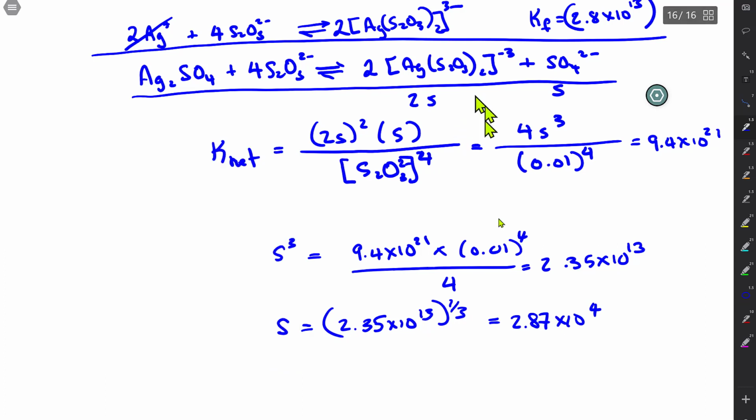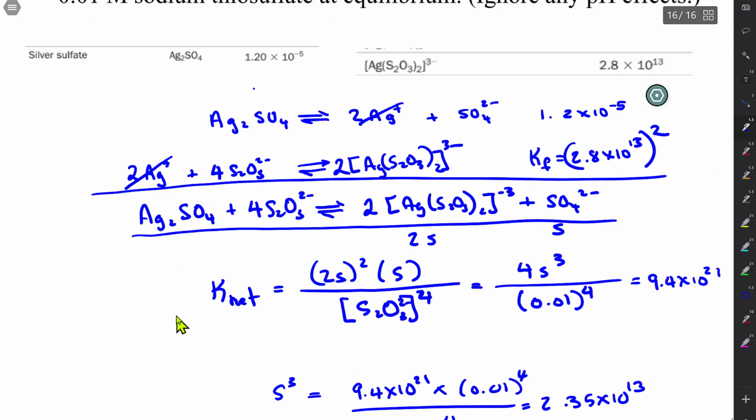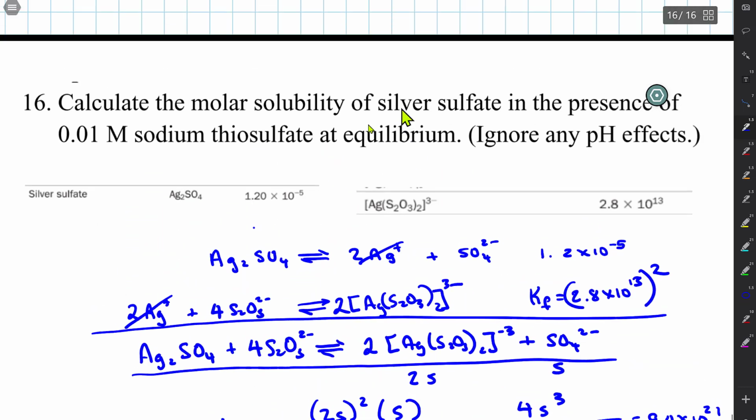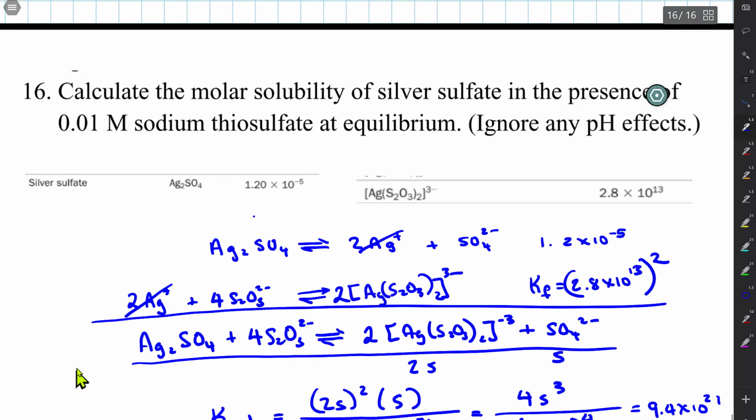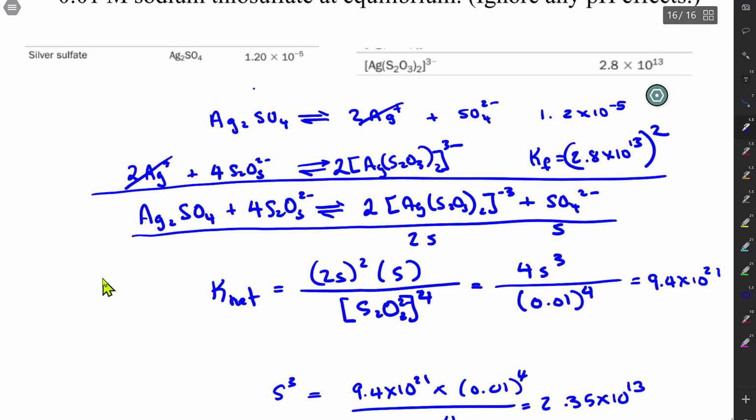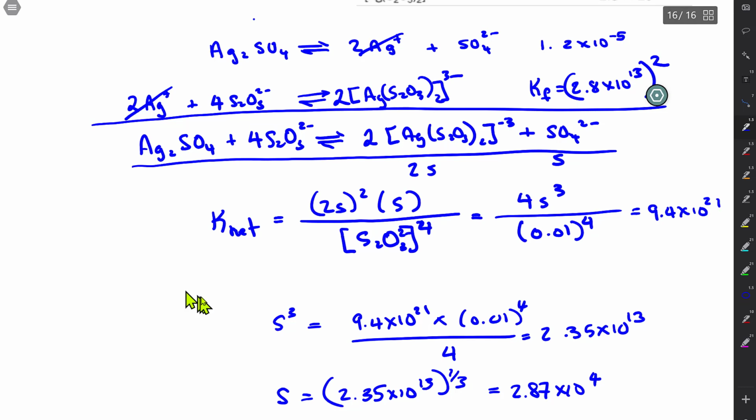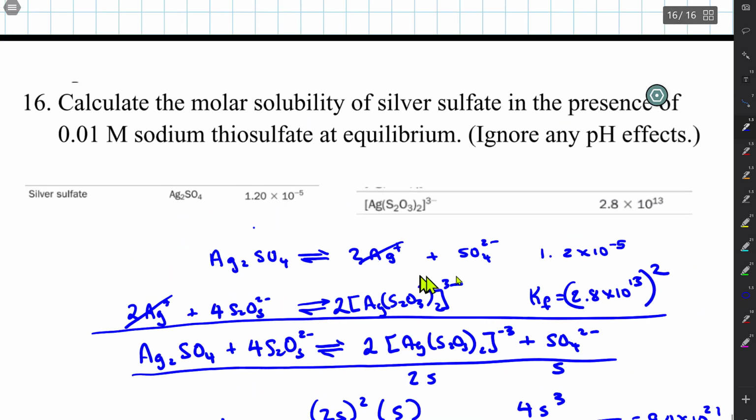So that's a ridiculously high number, which means if you could buffer the thiosulfate concentration to this value, 0.01 molar, you can basically dissolve as much silver sulfate as you want into the solution. Because in essence, it'll completely take the form of the complex ion.